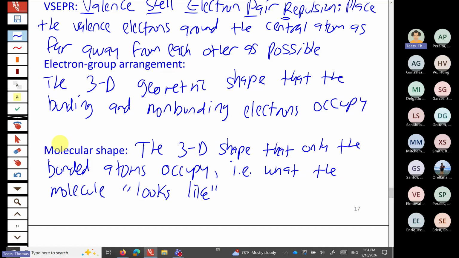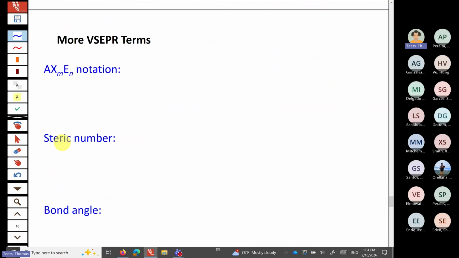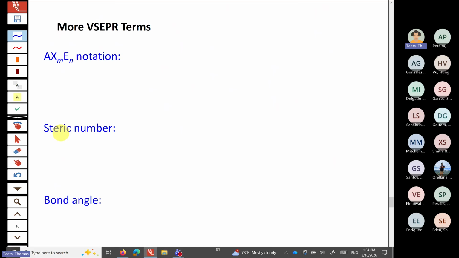Now, how do we predict which of the electron group arrangements and shapes we have? For that, we're going to classify every molecule that we come across with this type of notation, AXmEn. I don't think your book covers it in exactly this way, but I like this approach as a way of organizing and classifying things. In this notation, A is basically just a placeholder. It represents your center atom. Every structure we're going to talk about in this part of the course has a center atom of some sort, so you just have that A there to indicate that, but nothing changes about it.